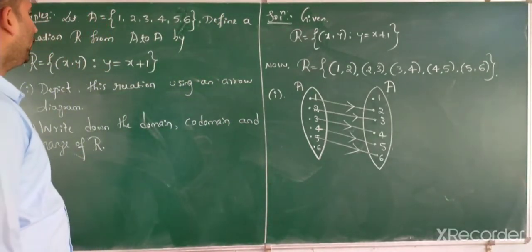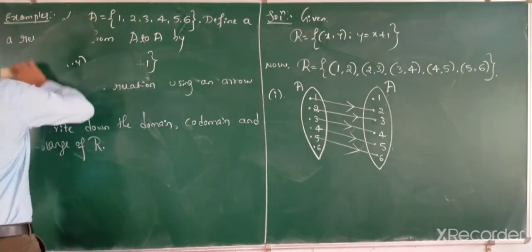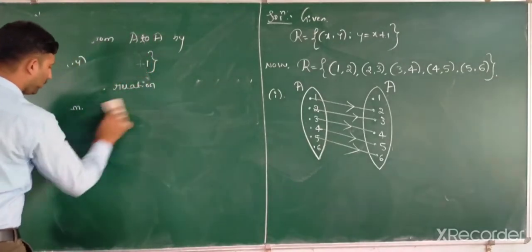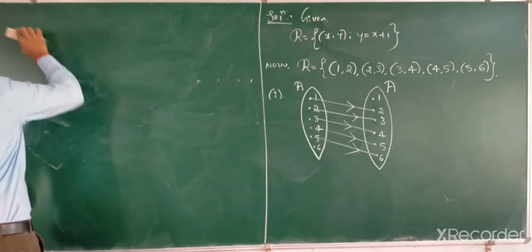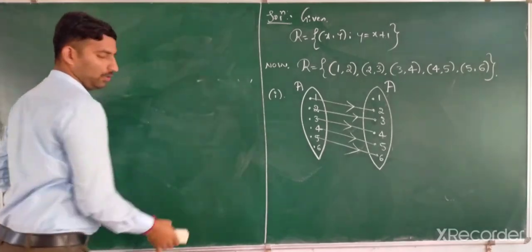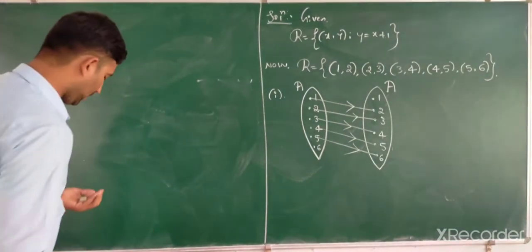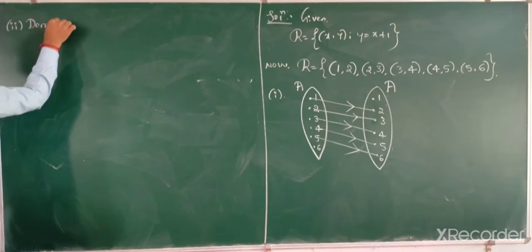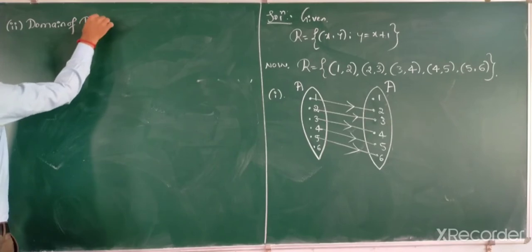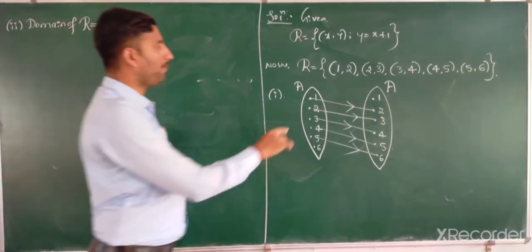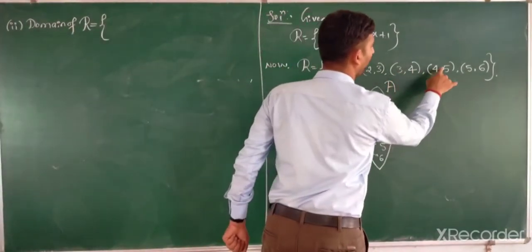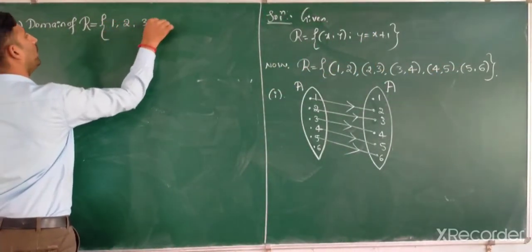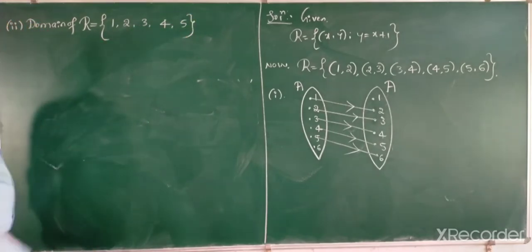Second one: write down the domain, codomain and range of R. I will write the domain of R first. Domain of a relation R is nothing but the set of all first members: 1, 2, 3, 4, 5. Domain of the relation R is 1, 2, 3, 4, 5.